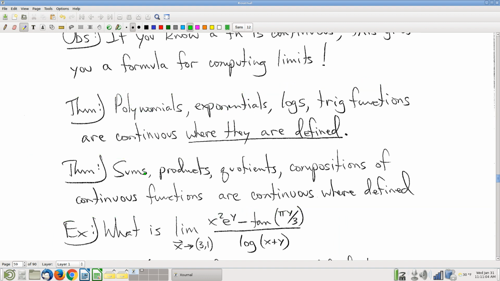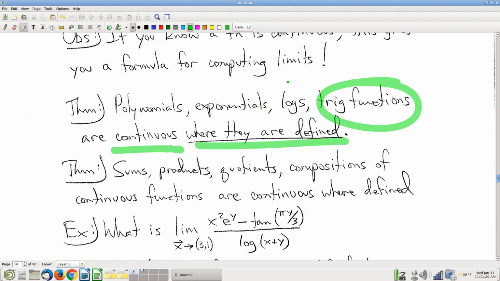A long list of other functions. And do be careful. It's tempting to say logs are continuous, and they are where they are defined. But logs are not defined everywhere. And so, of course, logs are not continuous where they aren't defined. That wouldn't make any sense. Likewise, trig functions. They're not continuous everywhere, but they are continuous everywhere they're defined. They are definitely undefined some places. In those places where they are undefined, they are wildly discontinuous. Wildly. But where they're defined, they're continuous.